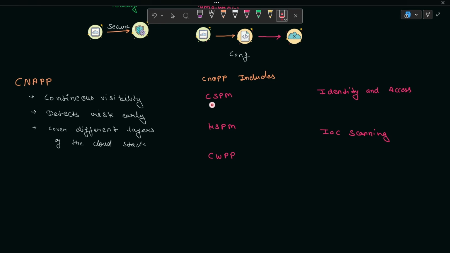Cloud Security Posture Management detects cloud misconfigurations, checks resources against best practices, and identifies publicly exposed or risky services. Some of the open source tools for CSPM are Cloud Exploit and Prowler. Kubernetes Security Posture Management scans Kubernetes clusters, checks RBAC, network policy and pod security, and detects insecure cluster configurations. Some of the open source tools are Kubebench and Kubescore.